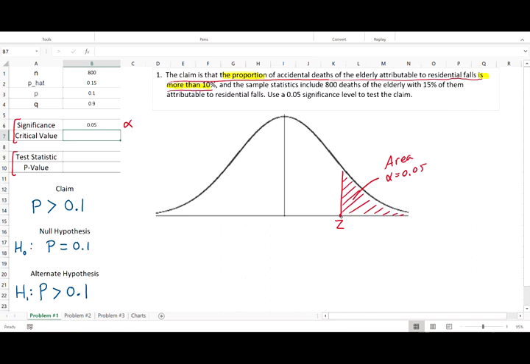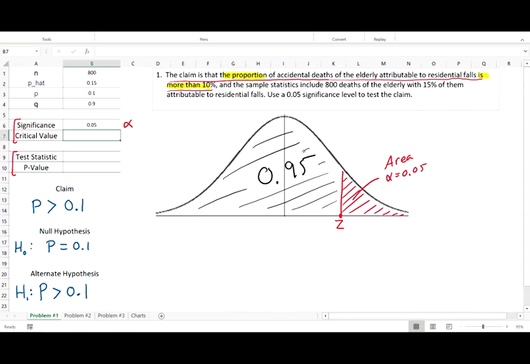So what is this z-score? Well, let's first say, if we know there's an area of 0.05 to the right of that z-score, then there's got to be an area of 0.95 to the left, and we know Excel works only with area to the left of some z-score. So the area to the left of that z-score would be 0.95.